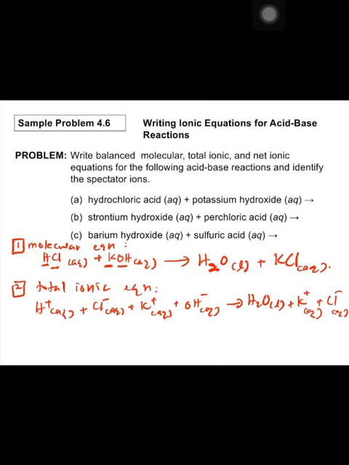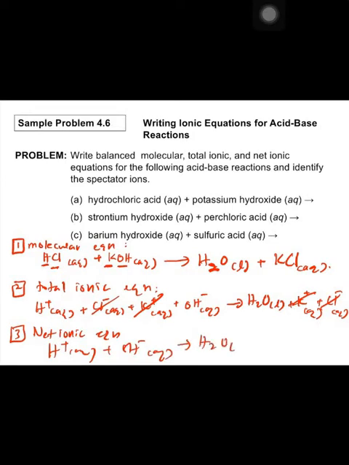Okay. So my question is, what are the spectator ion? K plus. K plus lagi Cl minus. Cl minus pun kita boleh cancel out. So which means that yang tinggal kat sini adalah H plus aqueous campur dengan OH minus aqueous to produce H2O liquid. So nampak tak kita punya net ionic equation for acid base reaction is totally different from precipitation.